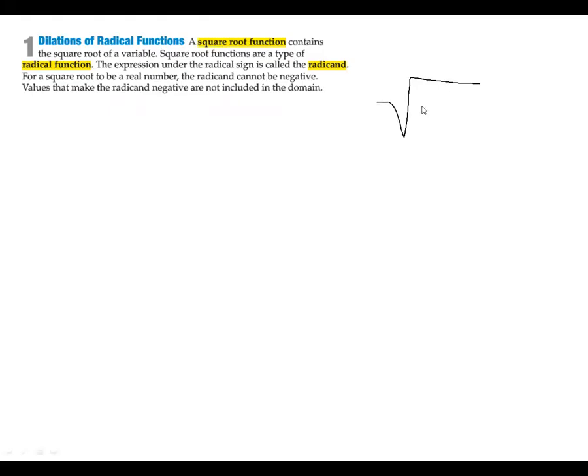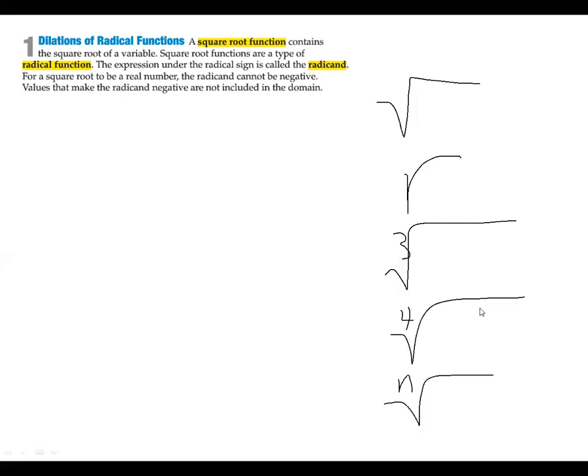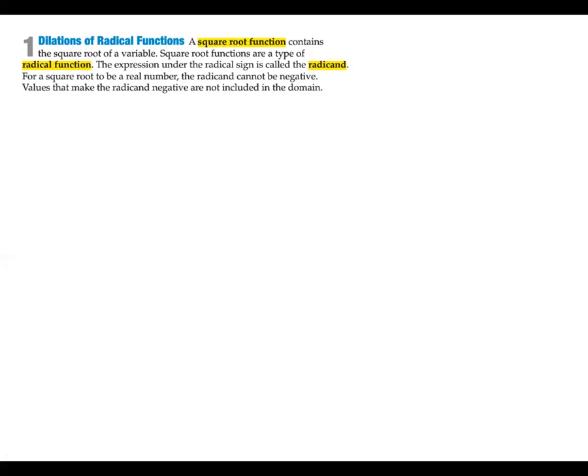If you squint your eyes and use your imagination a little bit, the radical looks almost like a lowercase r, so that's kind of where that idea came from. This symbol is called the radical, and we've talked about cube roots, fourth roots, nth roots, and so on. Those are all radical functions. The expression under the radical sign is called the radicand.